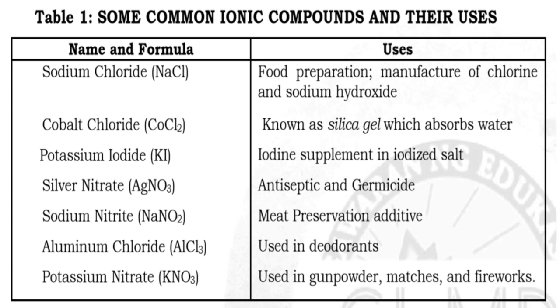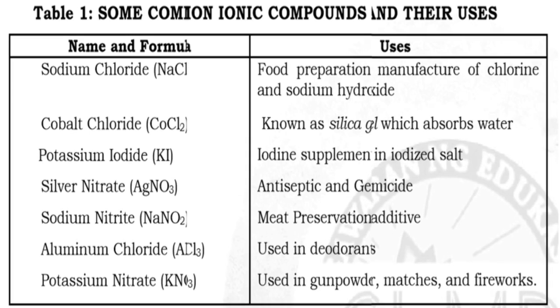Next example, silver nitrate, formula AgNO3, uses: antiseptic and germicide. Next compound is aluminum chloride, formula AlCl3, uses: used in deodorant. Last example of ionic compounds is potassium nitrate, formula KNO3, uses: used in gunpowder, matches, and fireworks.